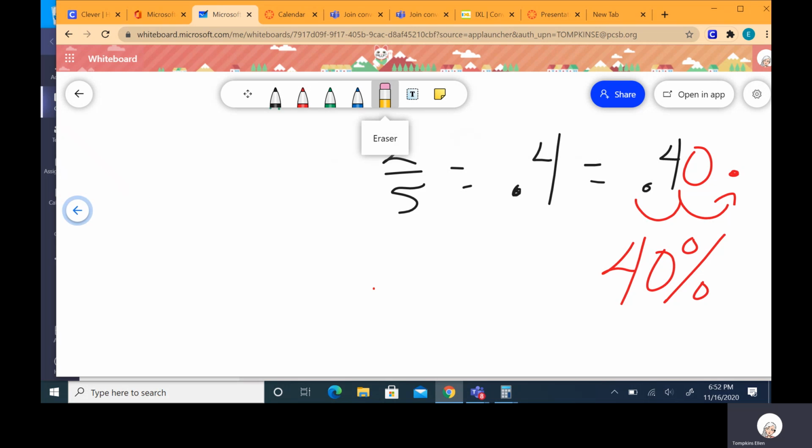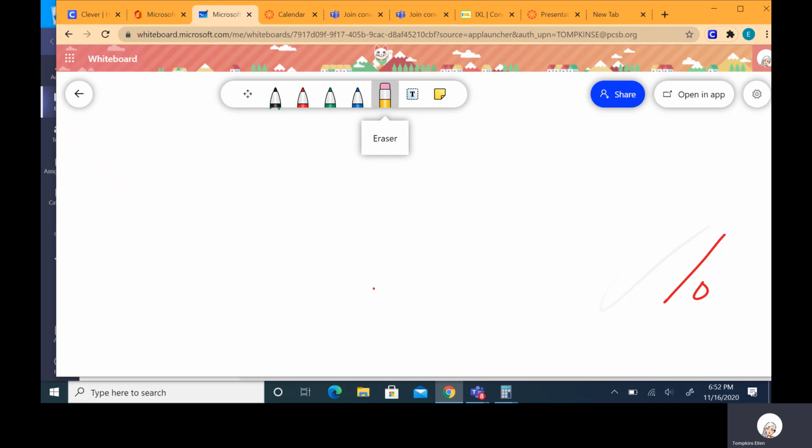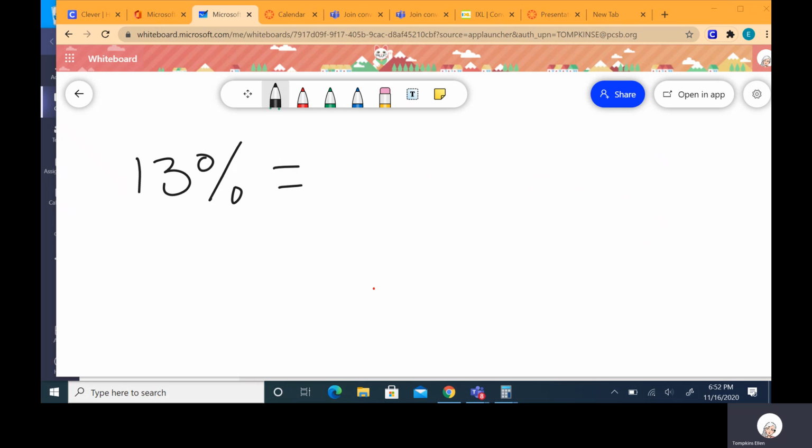Okay. So let's look at another one. Let's say we have 13%. Well, 13%, I'm going to write down my 13. My percent sign was right here. Here's where my percent sign was. Instead, I'm going to move from the percent sign 2 places. That's where my decimal will go and all that garbage goes. 0.13.